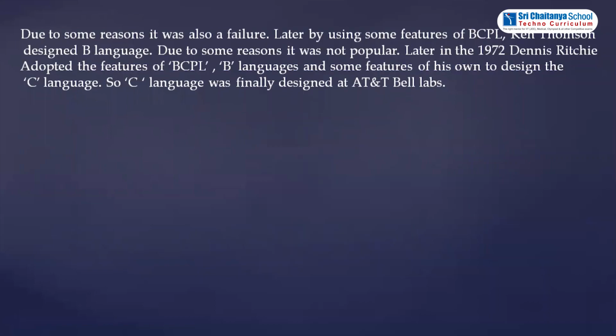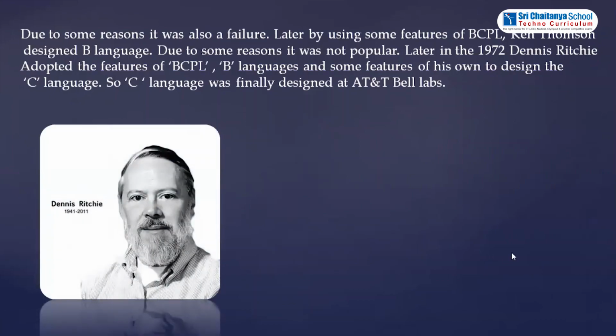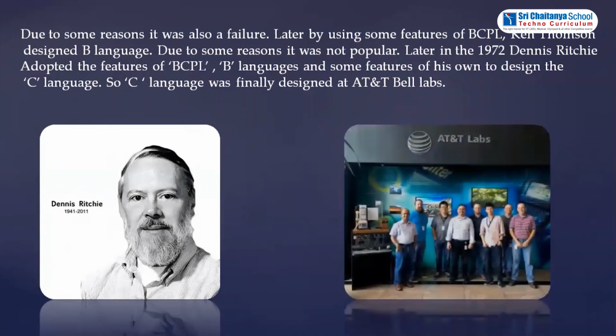Later in the year 1972, Dennis Ritchie adopted the features of BCPL, B language, and some features of his own to design the C language. So C language was finally designed at AT&T Bell Labs. Now, in this picture, you will be able to see Dennis Ritchie. And in the next picture, it is your AT&T Labs, in which the C language was designed.